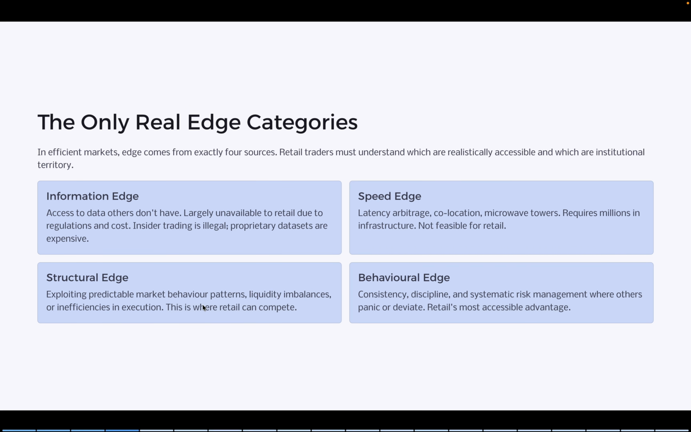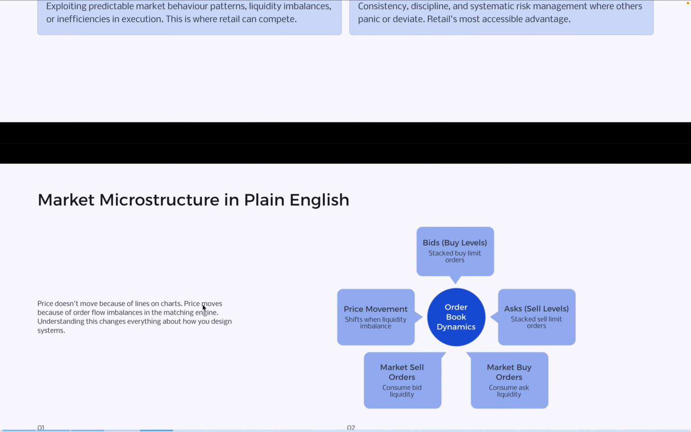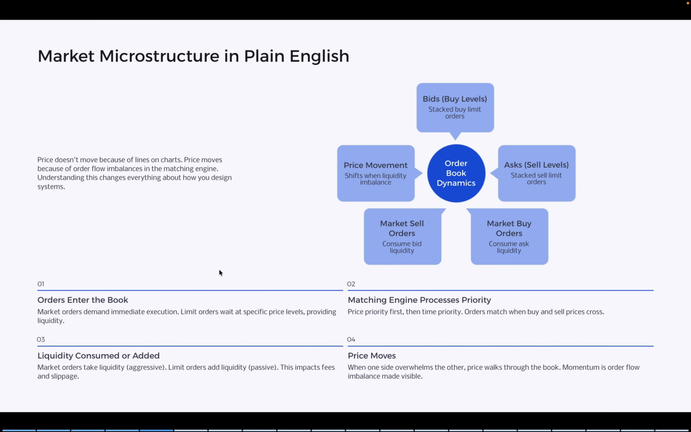And then behavioral edge is basically consistency, discipline, and systematic risk management in your algos. So this is also a retail trader's most accessible advantage. And don't worry, I'll get into each of those things later on in this course and try to simplify them. Okay, so now you need to understand what market microstructure is in plain English.